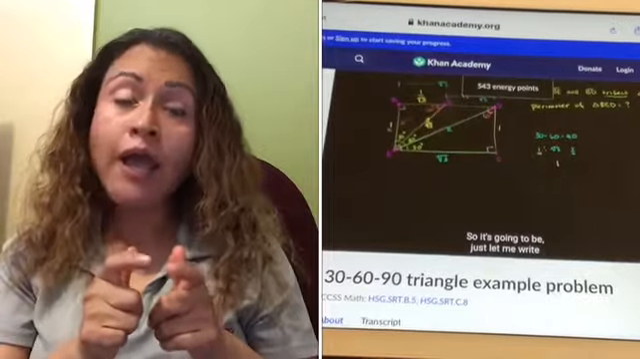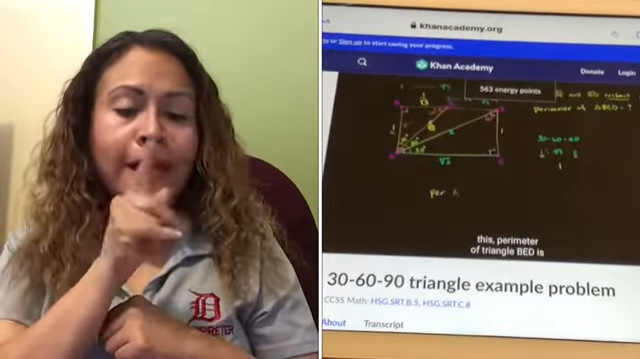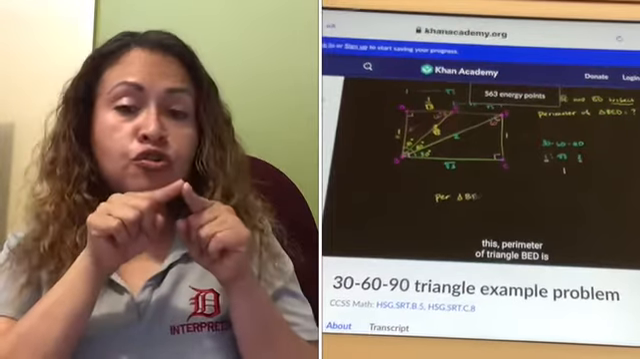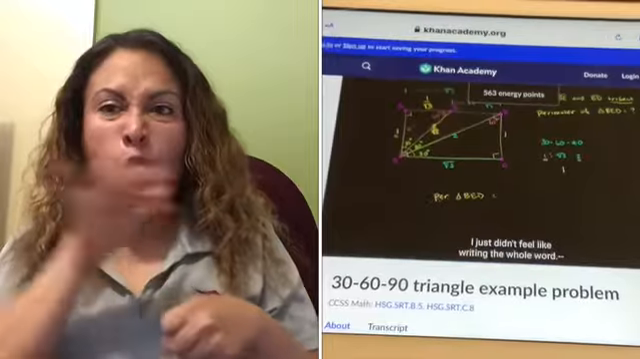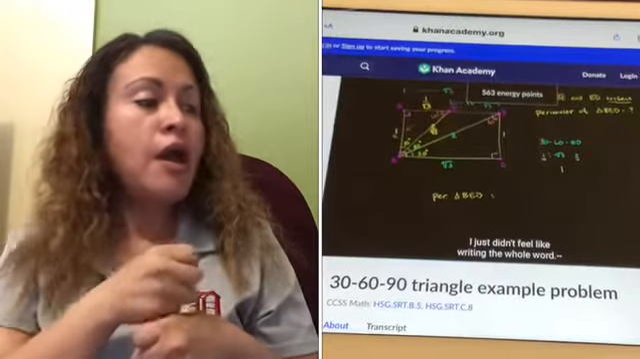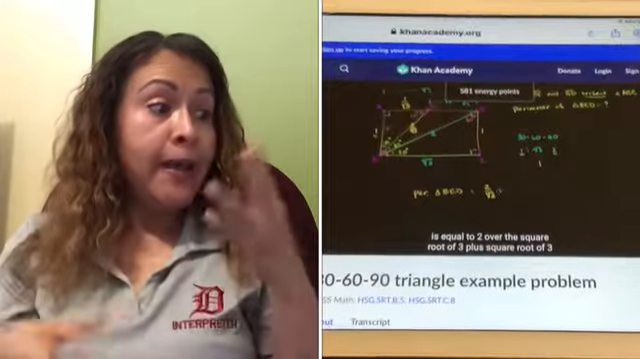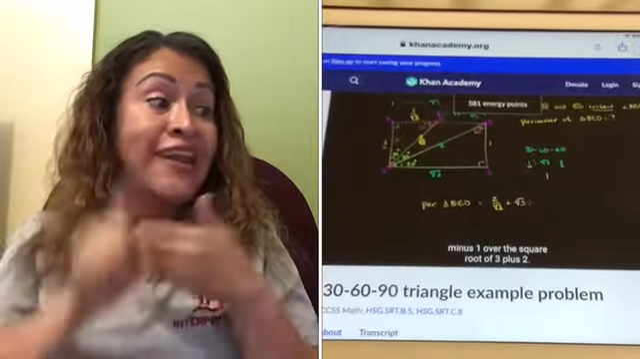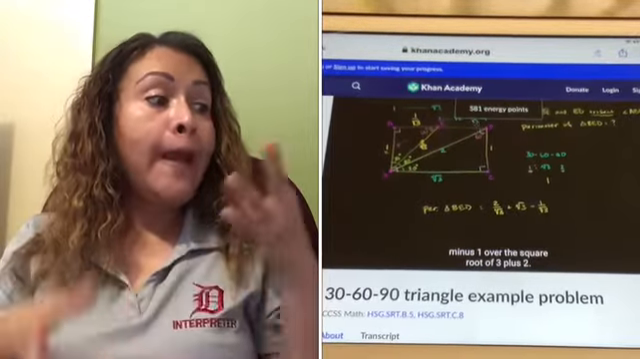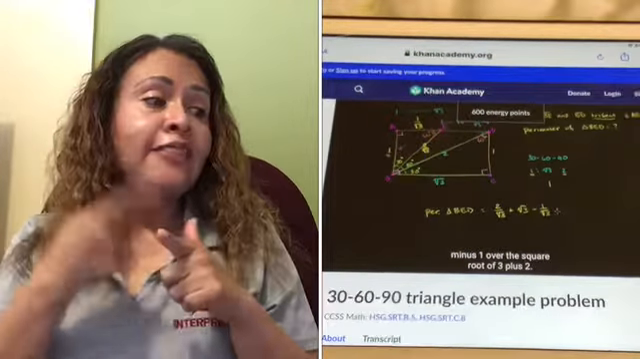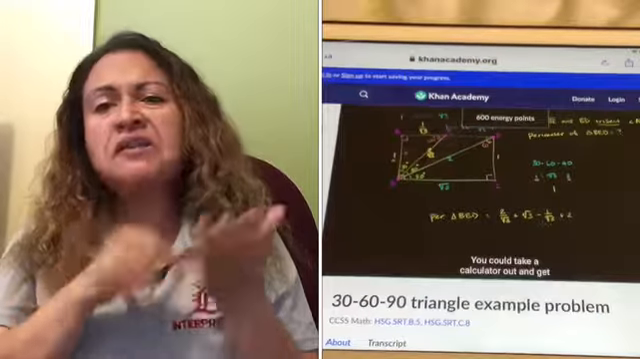So the perimeter of triangle BED is equal to, this is short for perimeter, I just didn't feel like writing the whole word, 2 over the square root of 3 plus square root of 3 minus 1 over the square root of 3, plus 2. And now this just boils down to simplifying radicals. You can take a calculator out and get some type of decimal or approximation for it.